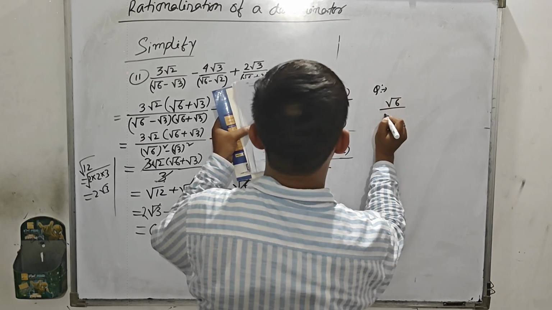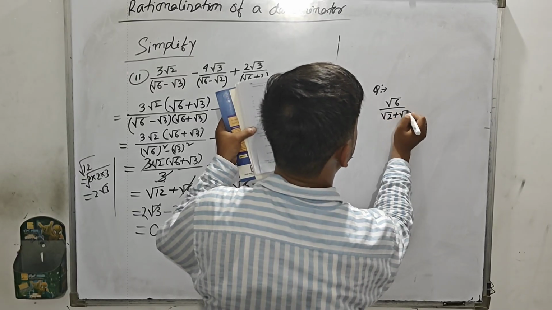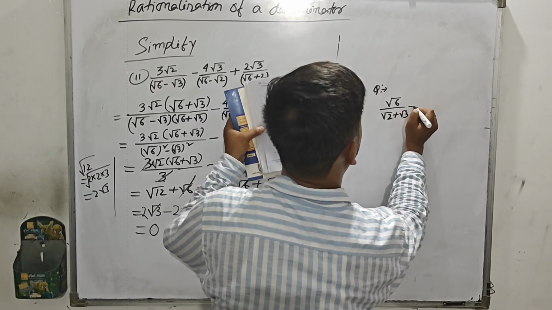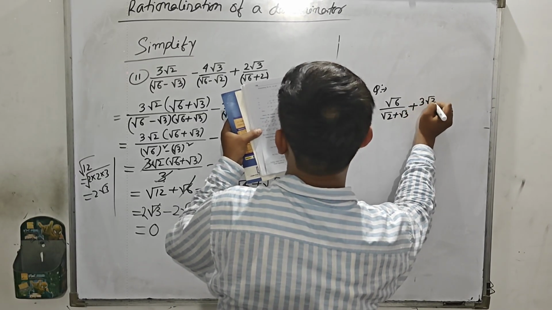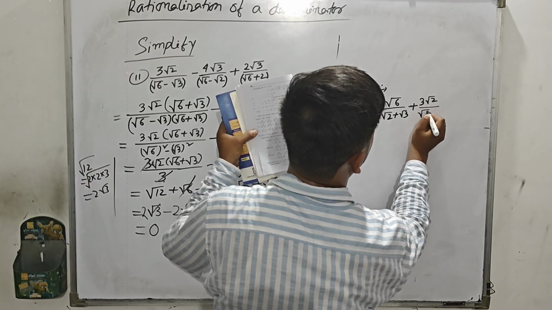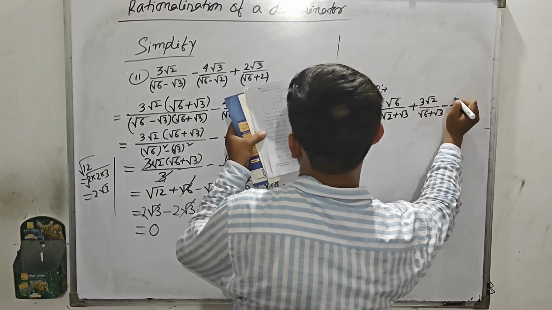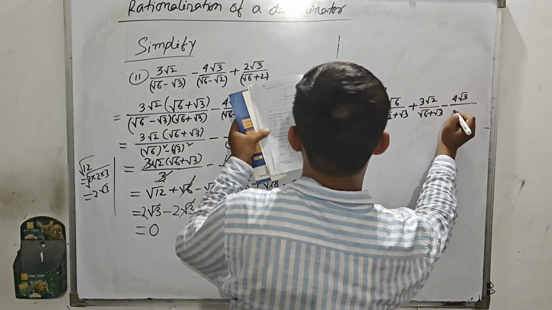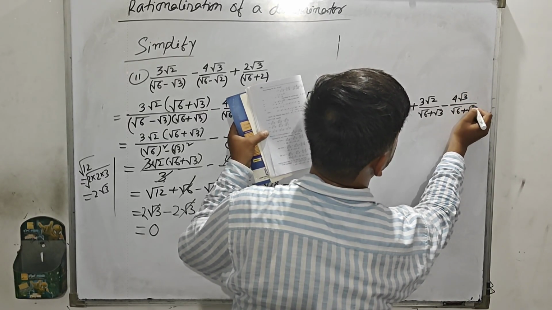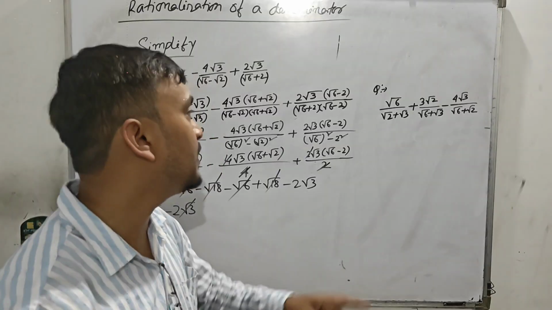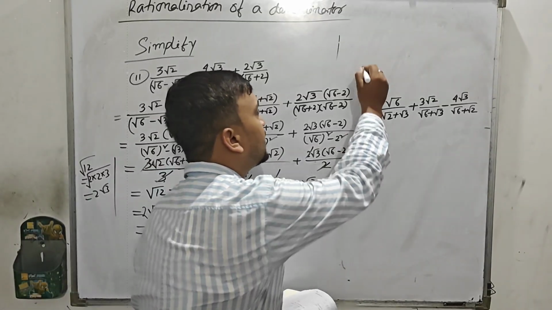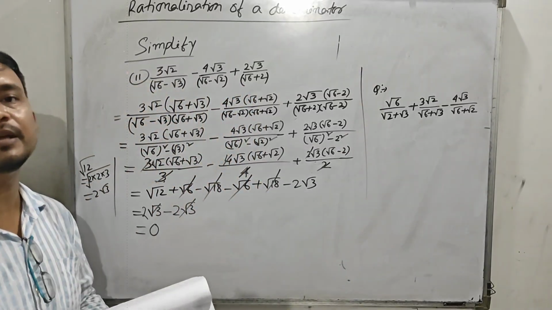Root 6 divided by root 2 plus root 3, minus, plus 3 root 2 divided by root 6 plus root 3, minus 4 root 3 divided by root 6 plus root 2. Try to simplify this question just like I did here. That's the next question, same to same.